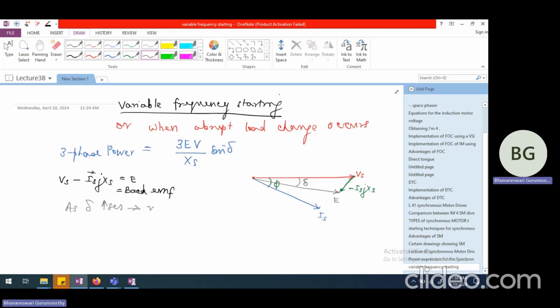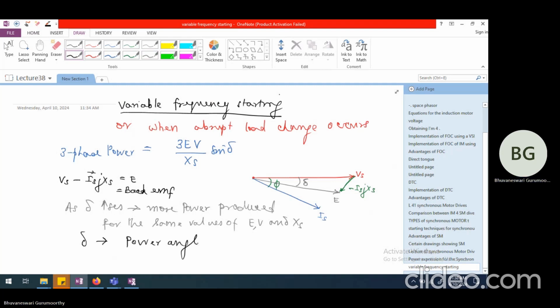As delta increases, I am going to have more power produced for the same values of E, V and Xs. That is the reason why delta is generally known as the power angle or torque angle, because as it increases, the torque is going to increase. It is also known as the load angle, because the more the load power, the more delta will be, so that higher power is produced by the synchronous machine to cater to the needs of the load.